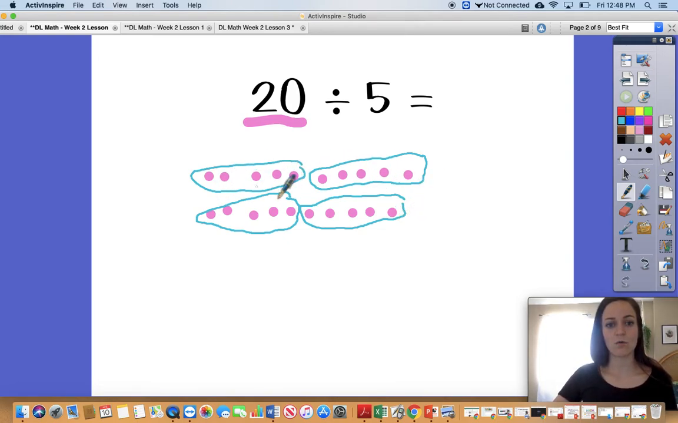So I've got 1 group, 2 groups, 3 groups, 4 groups. So 20 things divided into groups of 5 will give me 4 groups. Division, we're breaking that number apart into smaller groups, and then we see how many groups we have left. Okay, so we have 20 divided by 5 equals 4. Let's try another one.